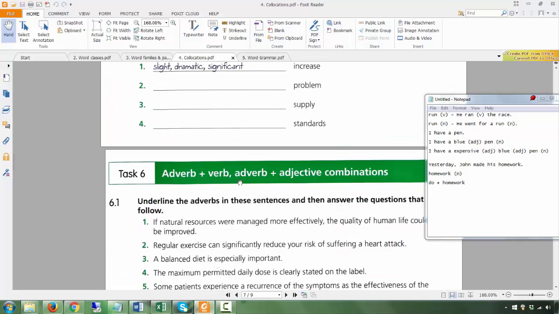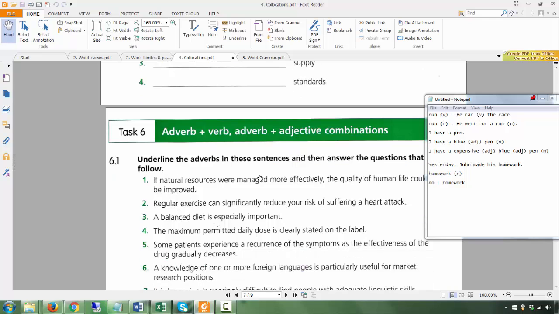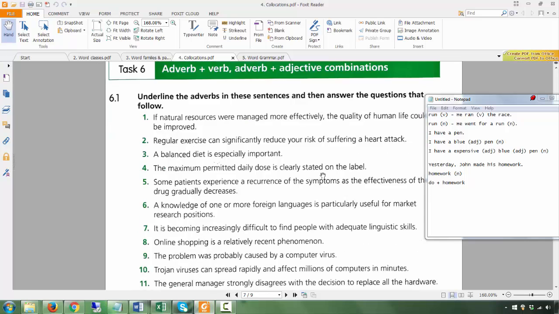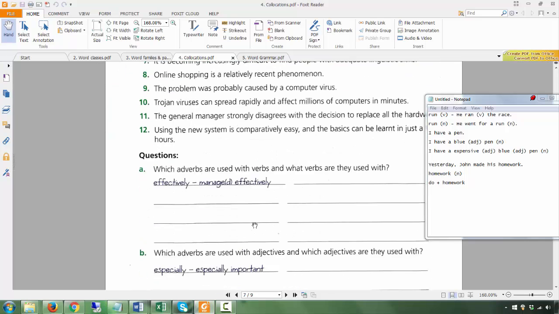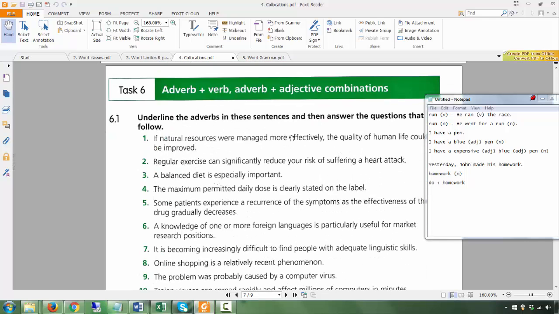Adverb and verb, adverb and adjective. Why do they combine together? Because adverb describes a verb and adverb also describes an adjective, right? So what you have to do, firstly, you underline the adverb. Adverbs, I'll give you a clue, most adverbs end with ly, so this is the adverb. And then you answer the question. Basically what you want to do is, if this is the adverb, what is it describing?